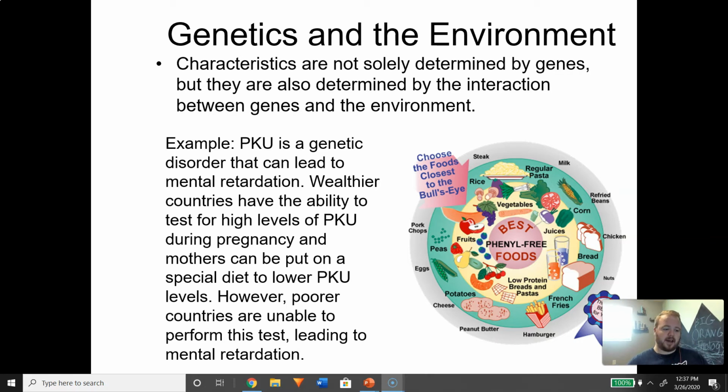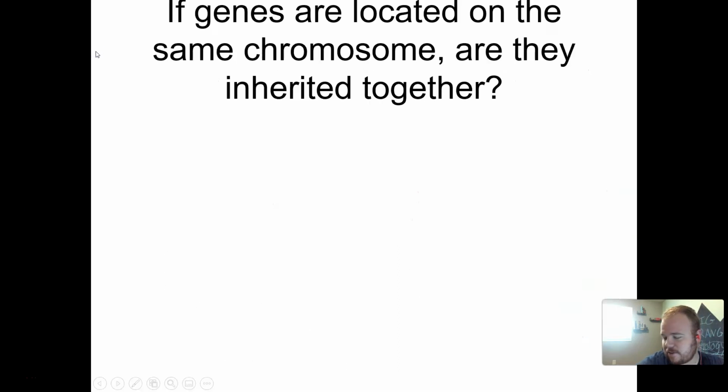So here's the deal. As you go through a big keto diet, the environmental factors control the severity of the genetic disorder. We're talking about genetic disorders.